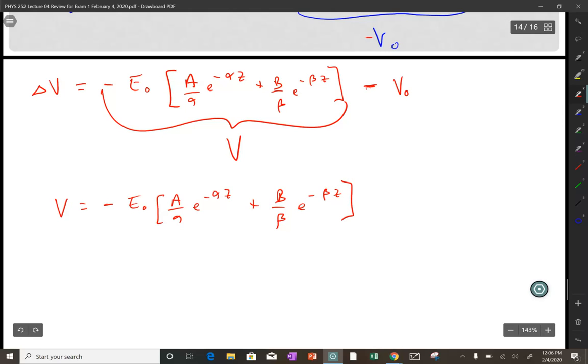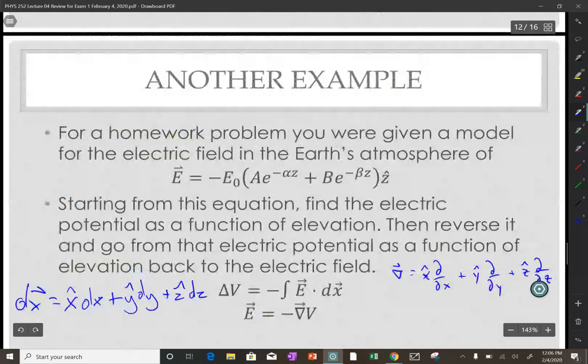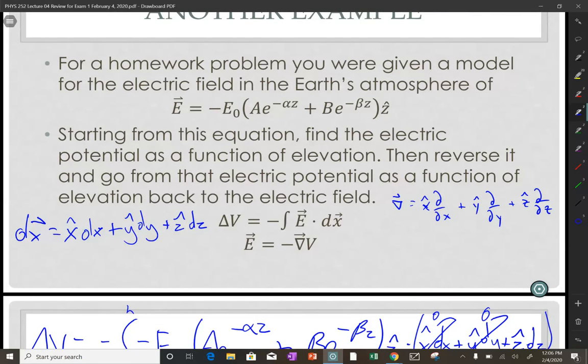So if that's V, now we want to find what the electric field is. And so now we just multiply this by our gradient, right? So it's minus the gradient. Yep, minus the gradient times that.